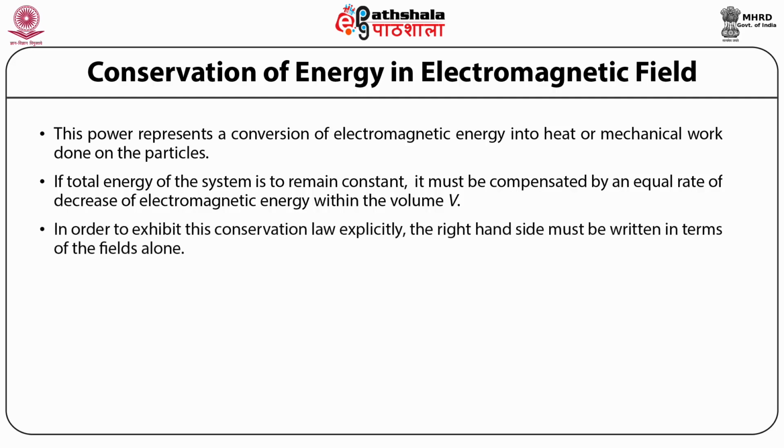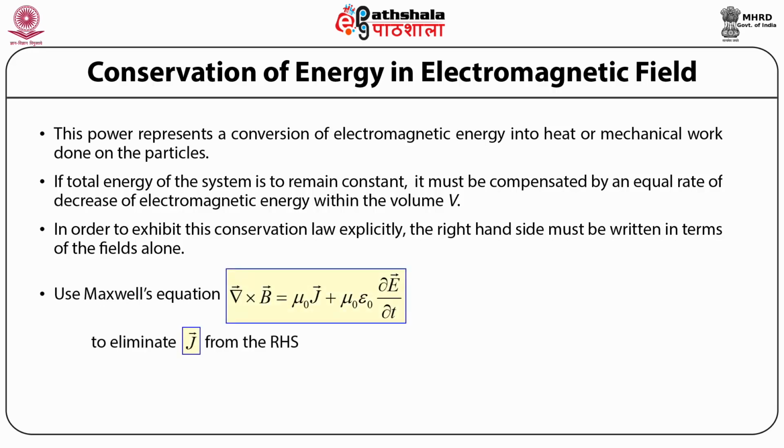And in order to exhibit this conservation law explicitly, the right hand side must be written in terms of the fields alone. So now we use Maxwell's second equation, which gives us the curl of the magnetic field induction vector B is equal to mu naught times the current density vector J plus mu naught times epsilon naught times the partial derivative with respect to time of the electric field E. And we use this Maxwell's equation to eliminate the current density vector J from the above expression for the work done or the power.